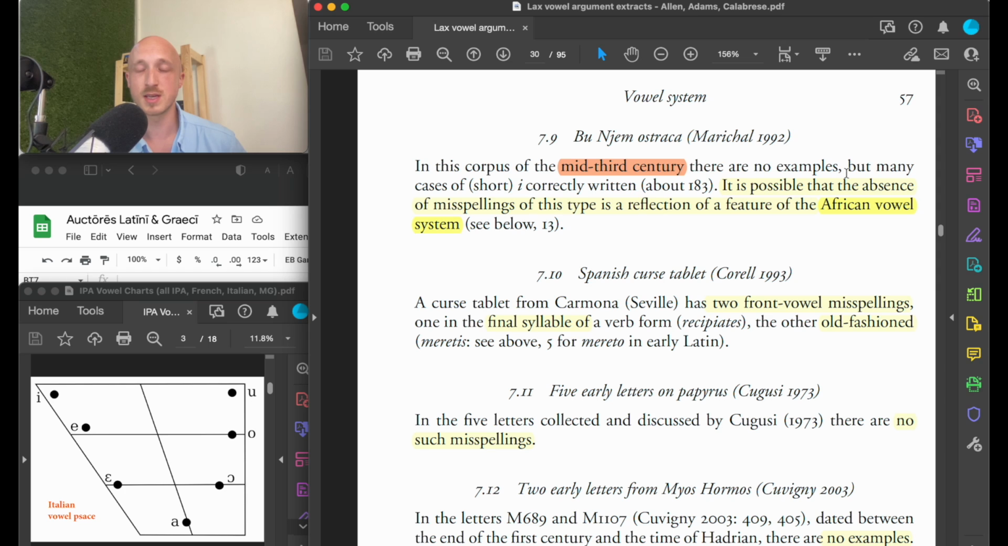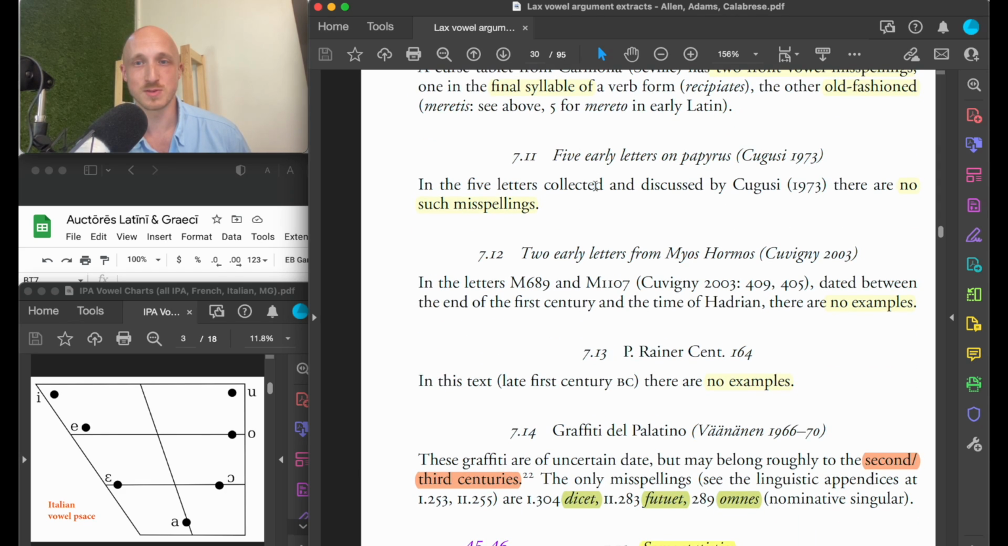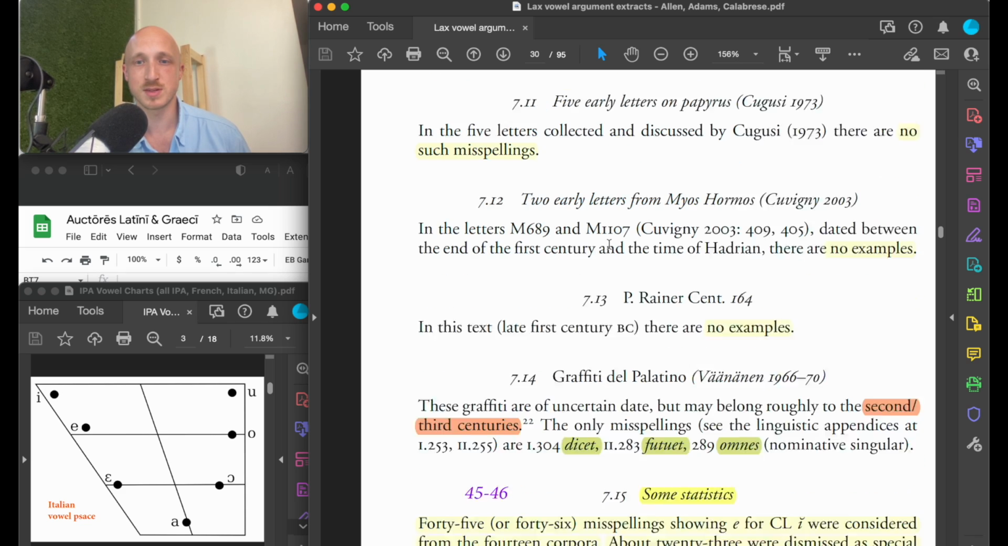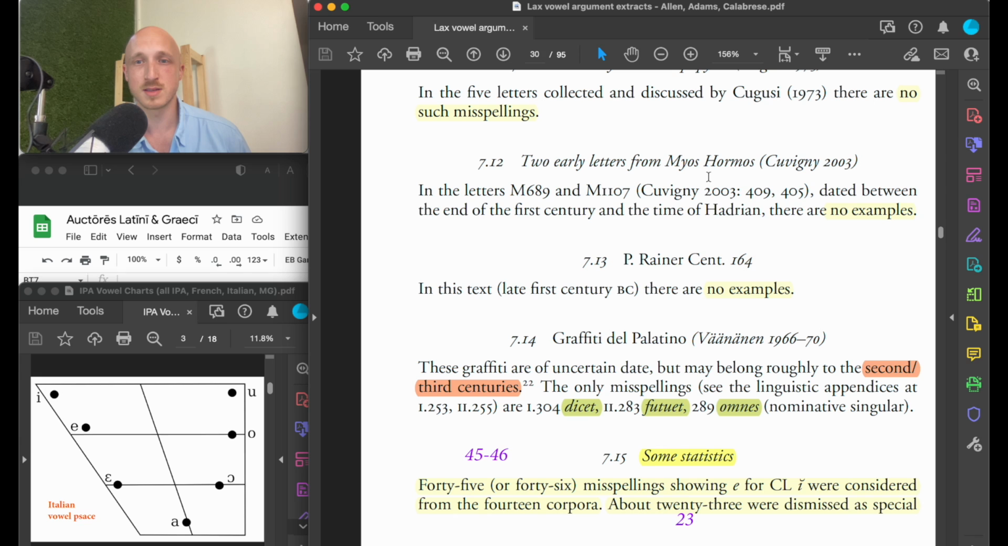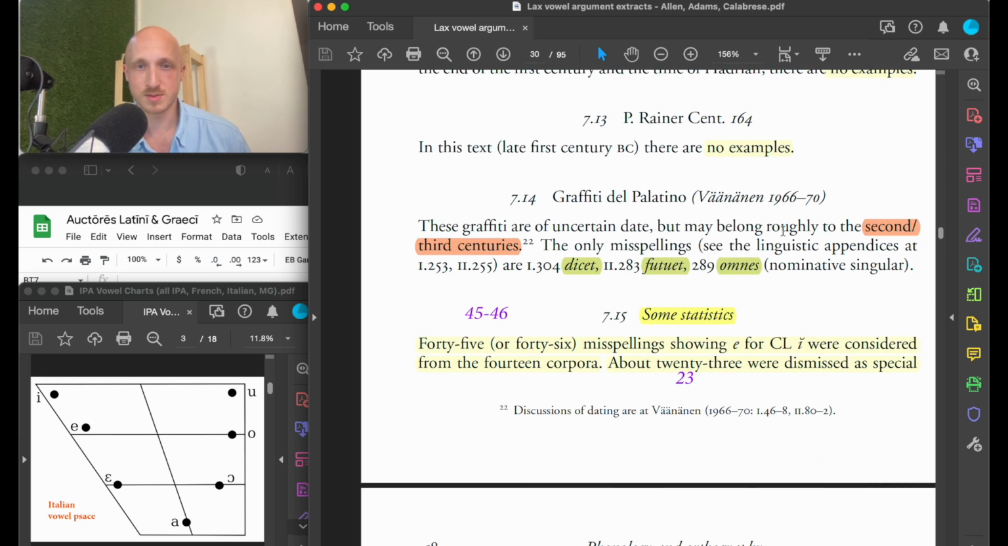Mid-3rd century, no examples. It is possible that the absence of misspellings of this type is a reflection of a feature of the African vowel system. Spanish curse tablet, 2 front vowel misspellings, final syllable, could be just old-fashioned in type, like the merito we saw above. In these 5 early letters on papyrus, no such misspellings. 2 early letters, no examples. 1st century BC, no examples. 2nd, 3rd centuries, the only misspellings are dicet, futuet, omnis.